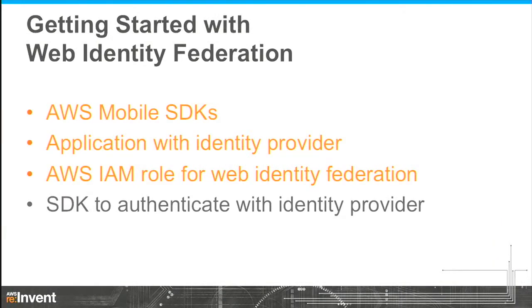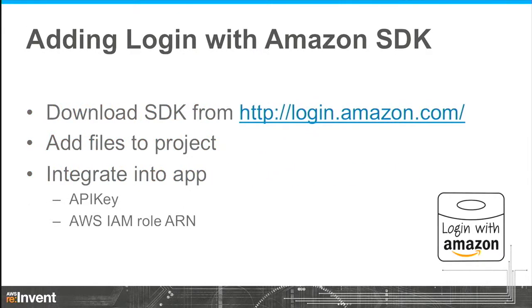So we've created our app, we've created our role. So the final piece of the puzzle is to get that SDK and then glue everything together. As I mentioned before, Login with Amazon has SDKs for iOS, Android, and JavaScript. Obviously, we're going to be using the iOS version today. So we just need to download the SDK, add the necessary files to our project, and then we integrate it into our app. And the two pieces of information that we really need here are our API key from the Login with Amazon portal and our AWS IAM Role ARN that we got from the AWS console.